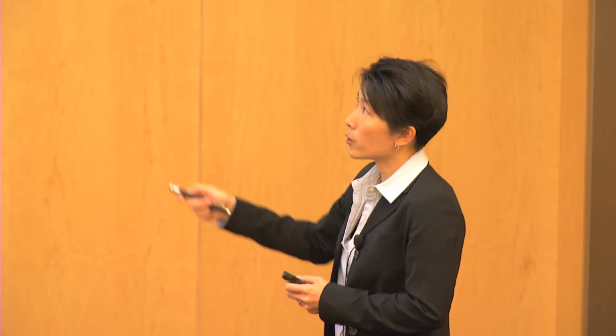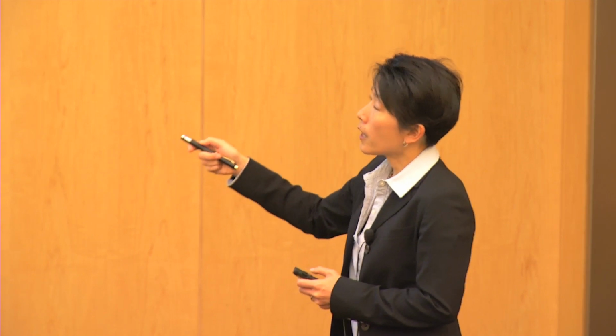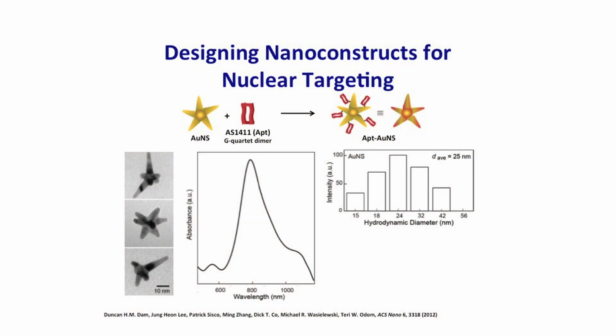Once we have these stars, we want to test their absorption properties, and this is good news for us. It falls within the near-infrared window, between 650 and 850 nanometers. If we use dynamic light scattering to assess roughly what the size is, the average diameter is about 25 nanometers. I should mention that this is not a perfect way to assess size because it's anisotropic in shape, but it's good enough to give us a ballpark value.